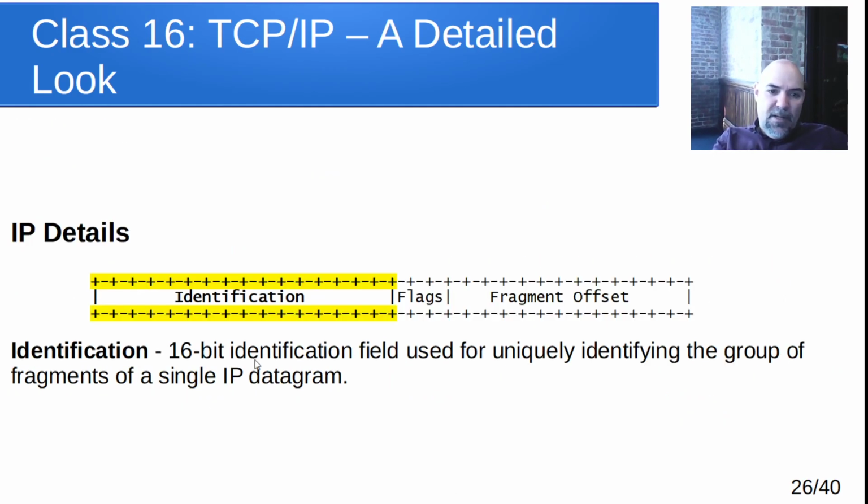All right, the identification, it's next. That's a 16-bit identification field that's going to be used to uniquely identify a group of fragments of a single IP datagram. So in other words, if you have a datagram that is so big it needs to be divided up into multiple IP packets, there's a way to put those together.